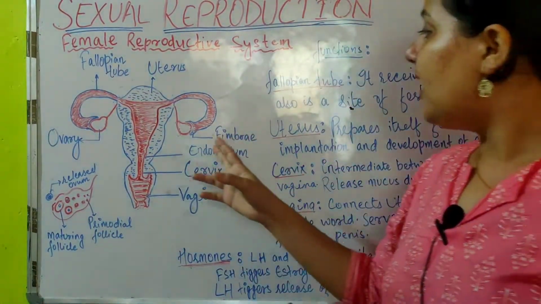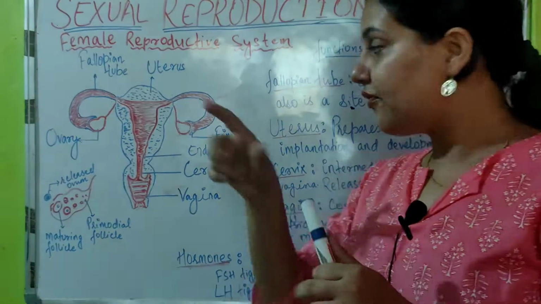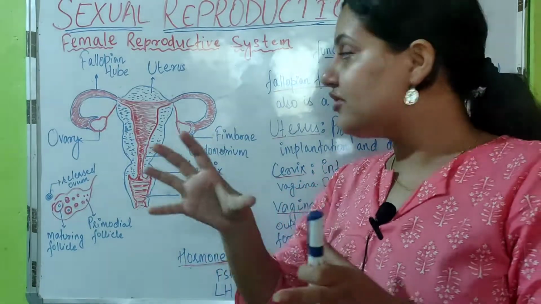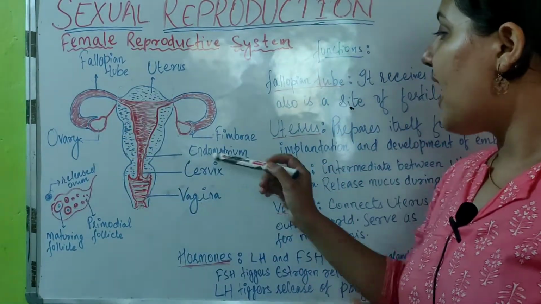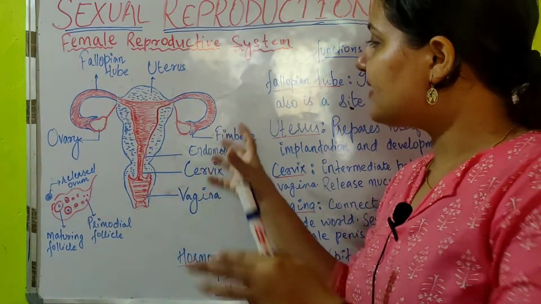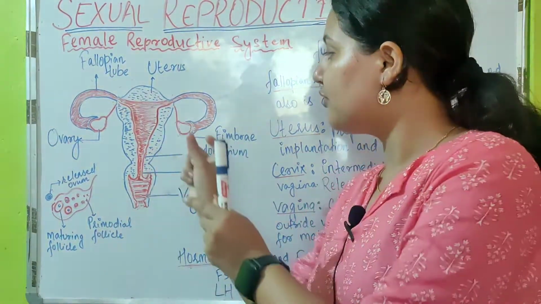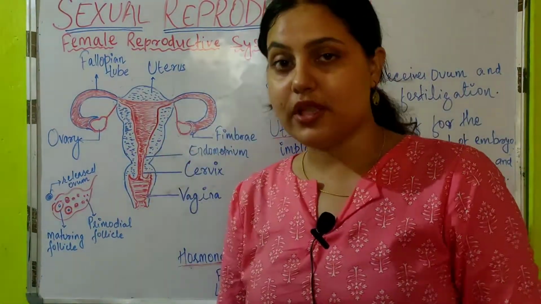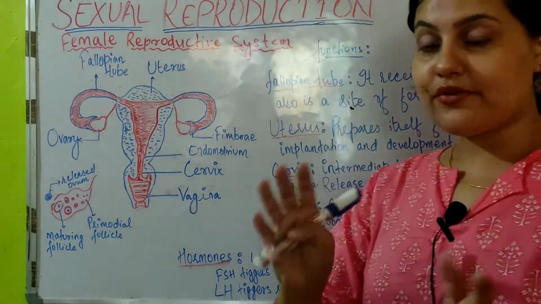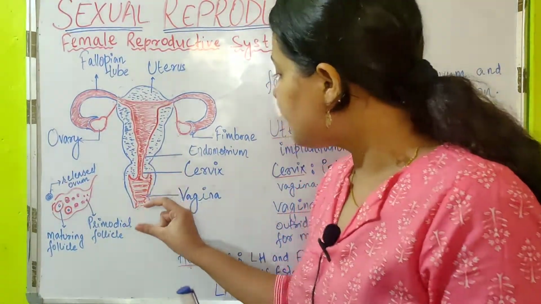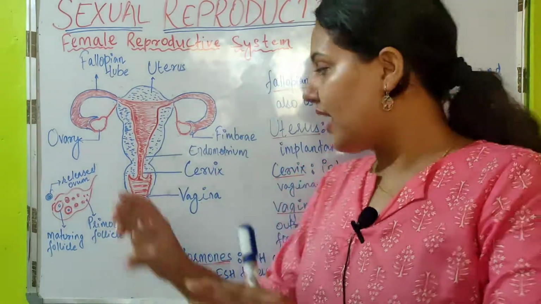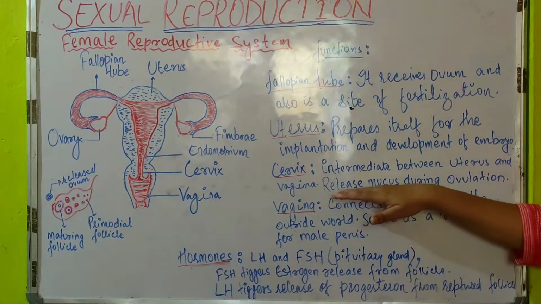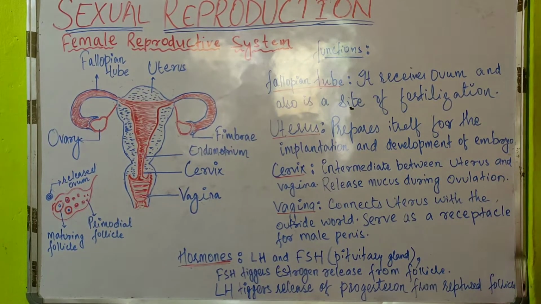Next we can also see the fimbriae, which is an extended part of the fallopian tube itself, which holds the ovary. Next is the endometrium. The lining of the uterus is known as the endometrium, and I already told you that it is richly supplied with blood. Then coming to the cervix. The cervix connects the vagina with the uterus, and is intermediate between both of them. It also plays a role in releasing mucus during ovulation.